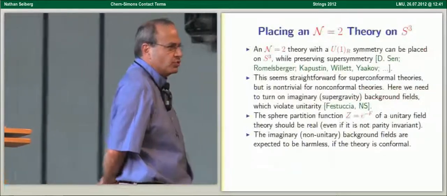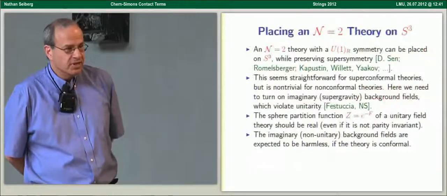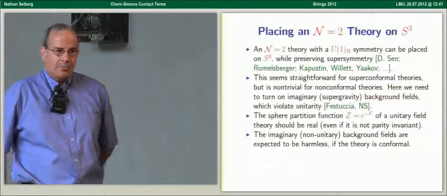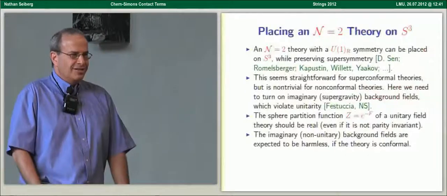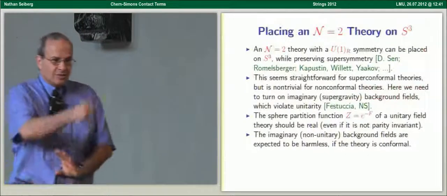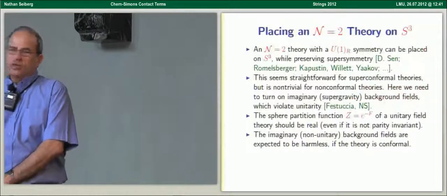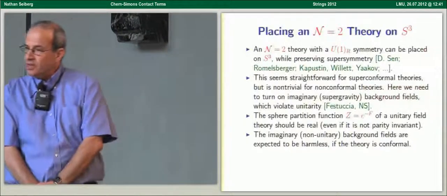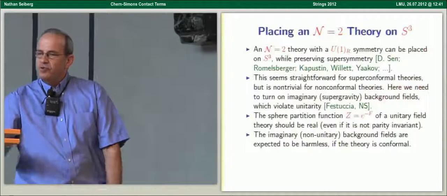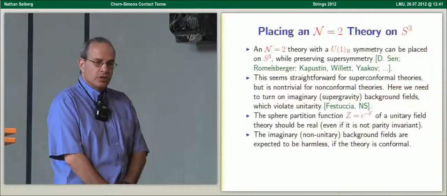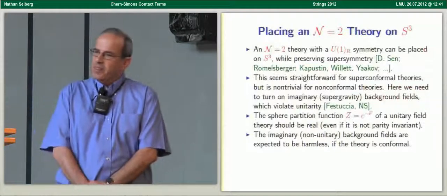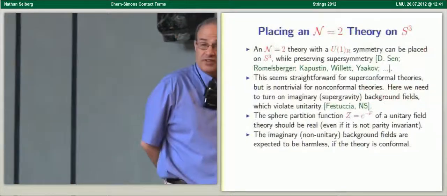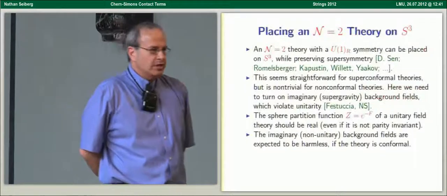So how should we put the supersymmetric theory on a sphere? Let's start with superconformal theories. This seems to be straightforward. All we need to do is perform a conformal transformation or a stereographic map from R3 to S3. This seems to be completely straightforward. So let's do that. If the theory is non-conformal, it's a little bit more subtle because we cannot just perform this stereographic map. And in the last spring meeting, I reviewed my work with Festuccia. We showed how to do that using background fields. And I emphasized then that we have to sacrifice something else here, and this is to use imaginary background fields. The background fields do not have their standard reality.